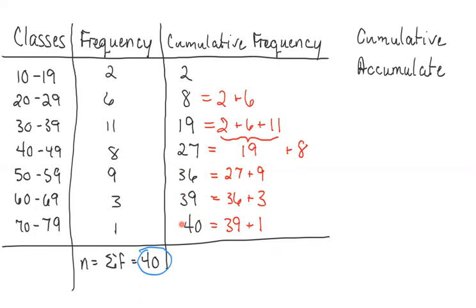We add up all the frequencies. So it's actually pretty straightforward. If you're having trouble with it, I think you're overthinking it. It is literally just add the frequencies up to that point.